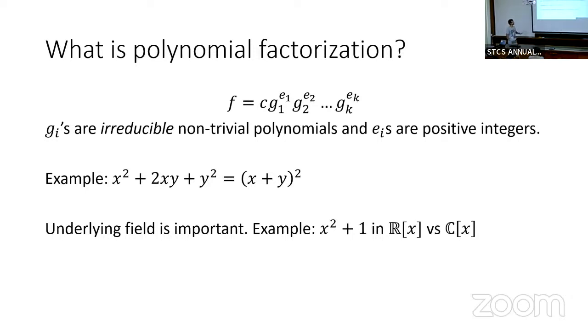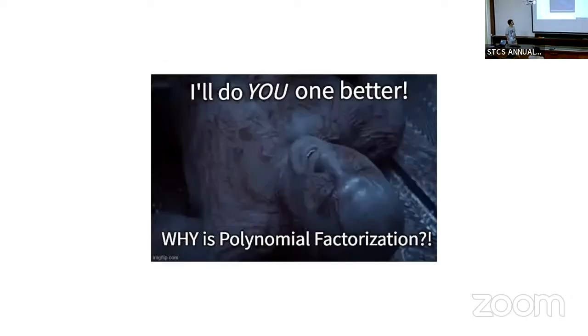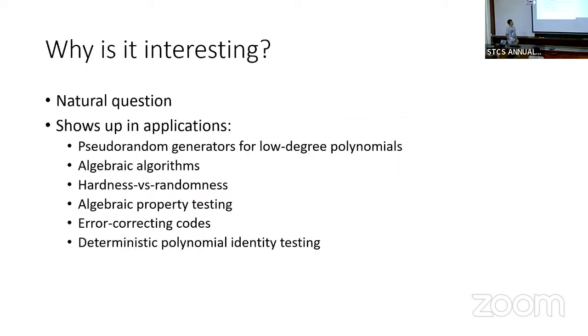The underlying field will also be important. The simplest example is x squared plus 1: over the real numbers you can't factorize this, but over the complexes it factors as x plus i times x minus i. Why is polynomial factorization important? Well, it is a natural question. Polynomials show up everywhere, and people have been studying integer factorization for a long time. Polynomial factorization turns out to be something where we've made much more progress, and we don't expect to make too much progress for integers. Plus, there are many applications.